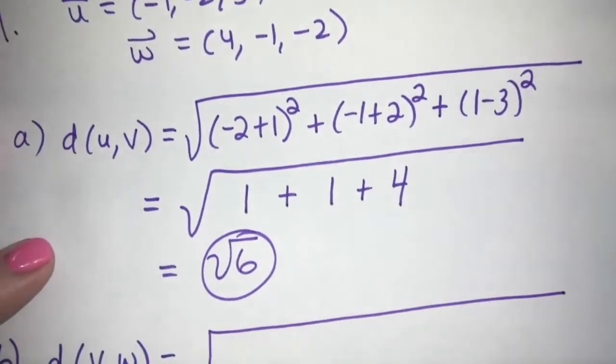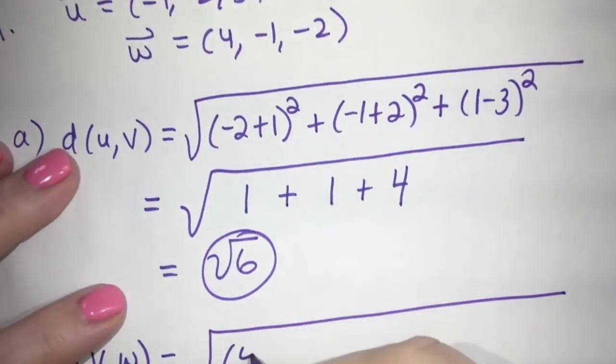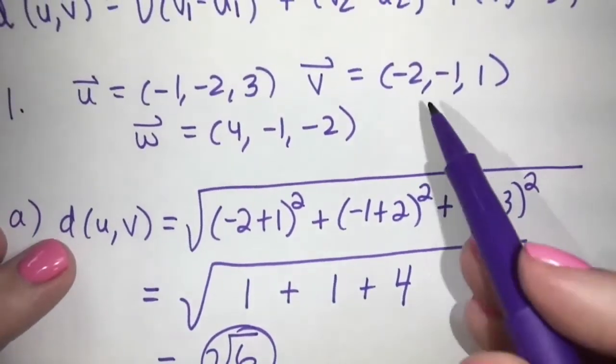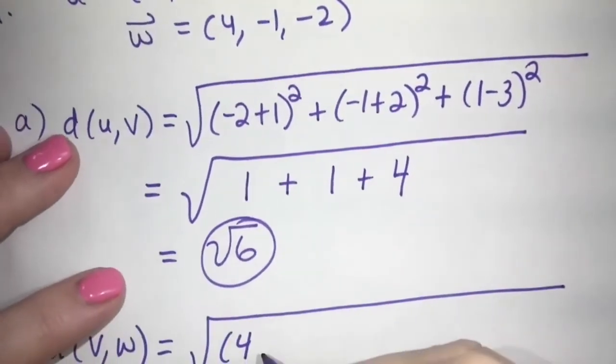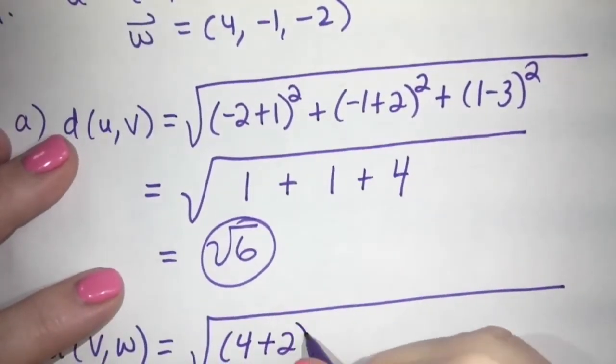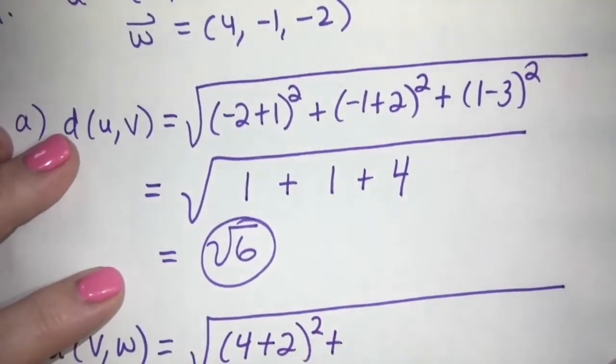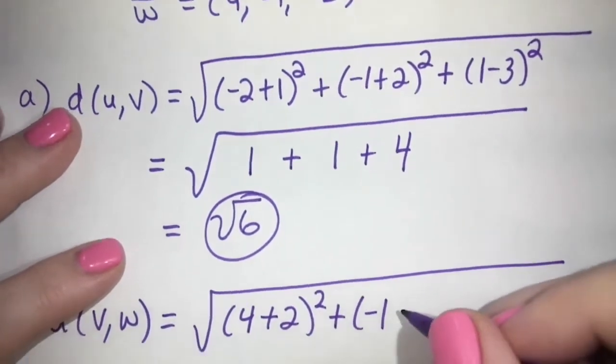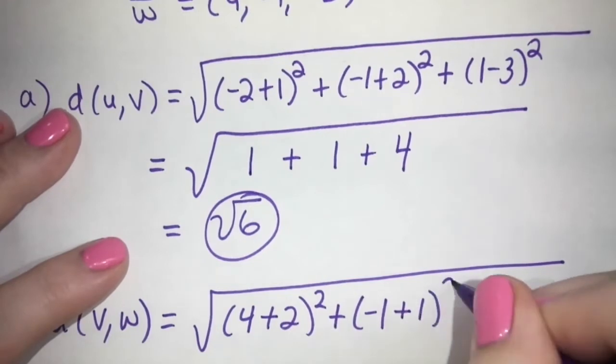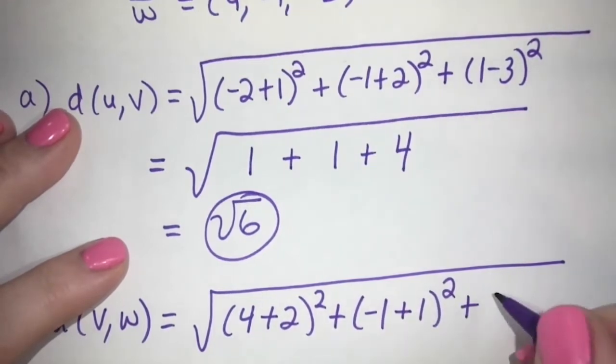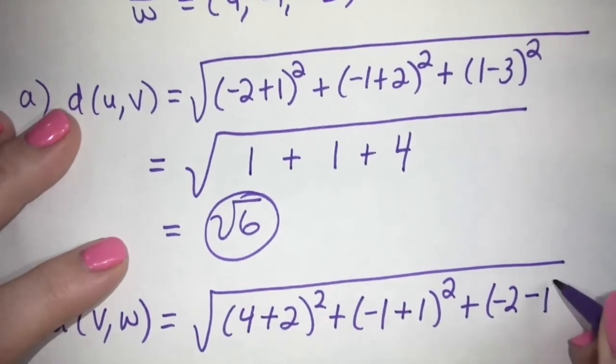Okay, so we've got square root. First component of w is 4 minus first component of v is -2. So 4 minus -2 is 4 plus 2 squared plus second component of w is -1 minus -1. So that's +1 squared. And last component of w is -2 minus last component of v is 1 squared.